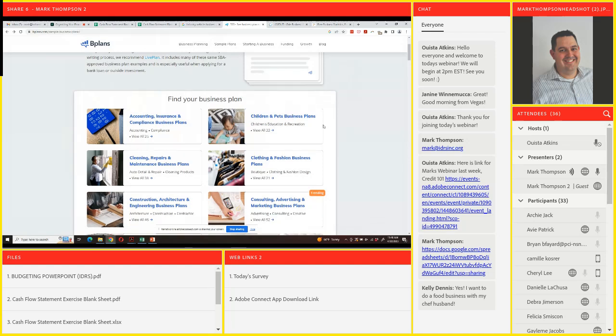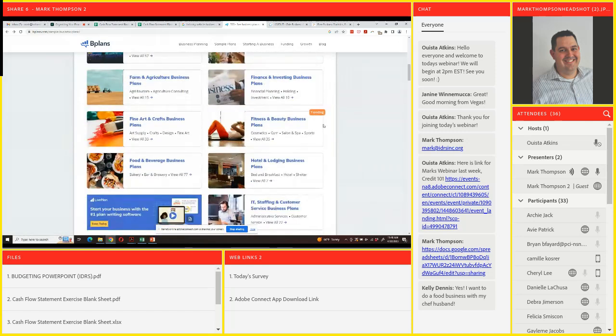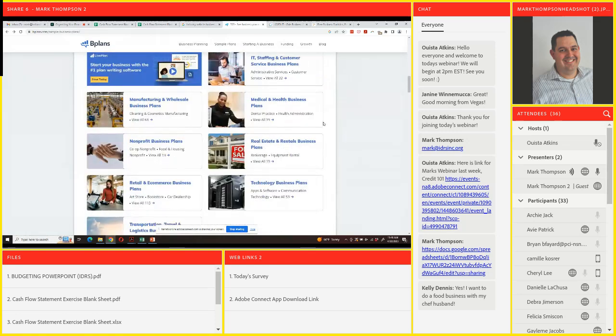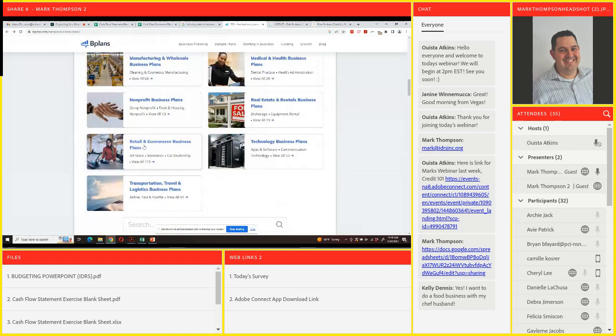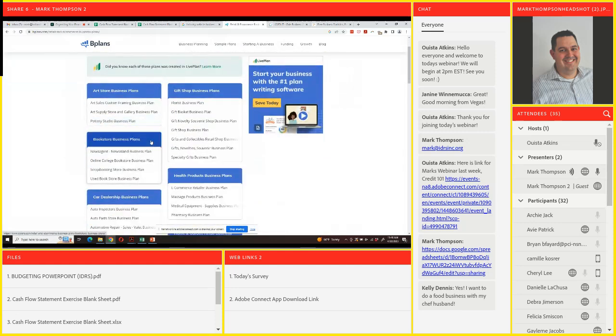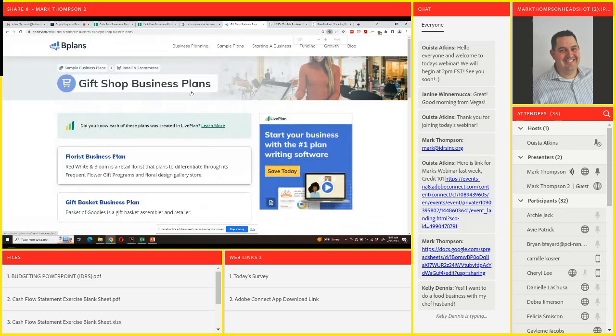And so let's say we were going, I'm going to see if they have a retail business here. I clicked through earlier, food and beverage. Okay, so here's retail, e-commerce, and let's see if they have floral. Okay, so here's gift shop business plans. Open this up. Here's a florist business plan, right?